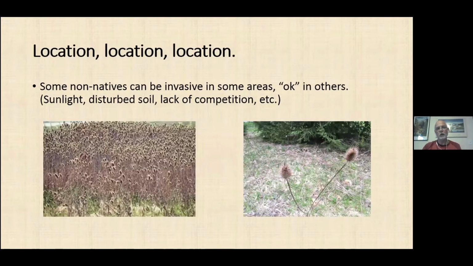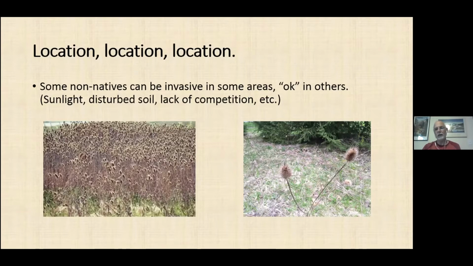So some non-natives can be invasive in some areas. Again, the teasel on the left grows alongside the roadway, and you've probably seen them along some roadways. They especially like disturbed areas where the road has been recently graded, and they really take over, form a monoculture, and nothing else can really grow in there.